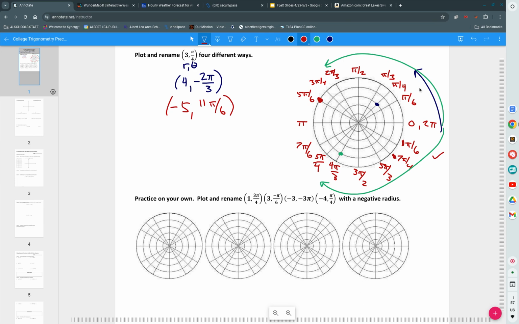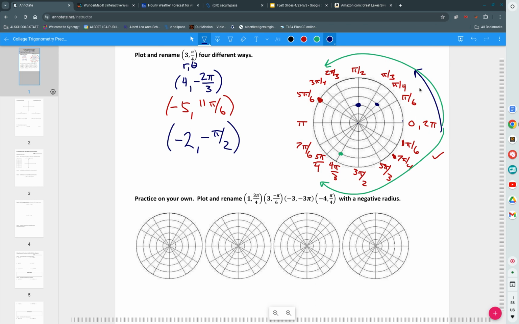And finally, what if we tried this? What if we tried -2, -pi/2? See if on your own you can come up with the location for -2, -pi/2. Plot that. Check with the person next to you. How did they plot it? Is yours the same? -pi/2 brings me down here, and for -2 I move the opposite direction, so that should be the location. You okay with that?